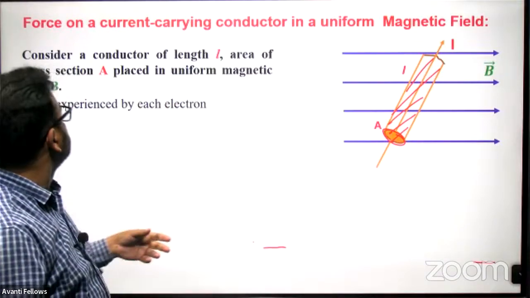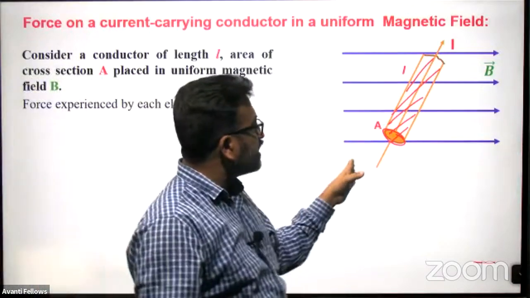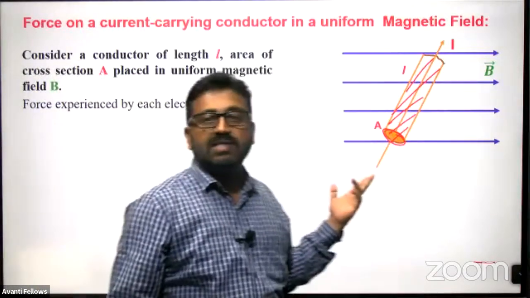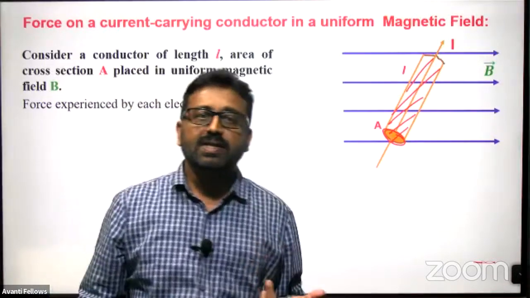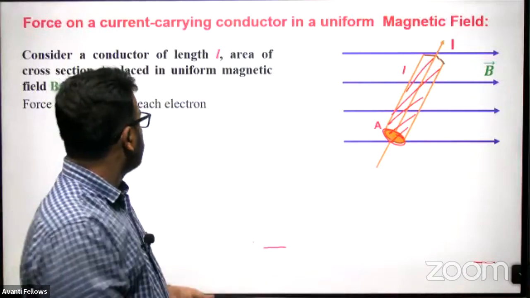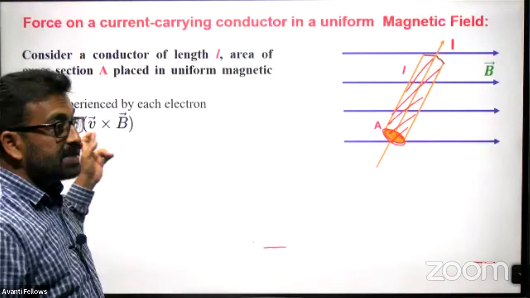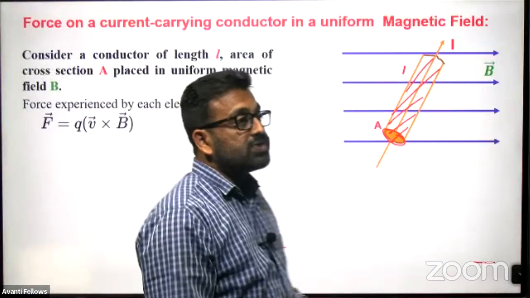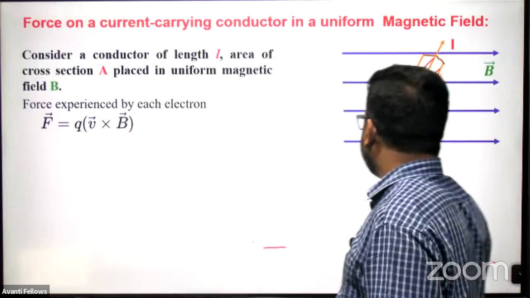Then it experiences a force. It carries a current, which means electron flow is there. Each and every electron is a charged particle, and all these charged particles will experience a force. The force experienced by each and every electron will be equal to Q into V cross B, because it is kept in a magnetic field.